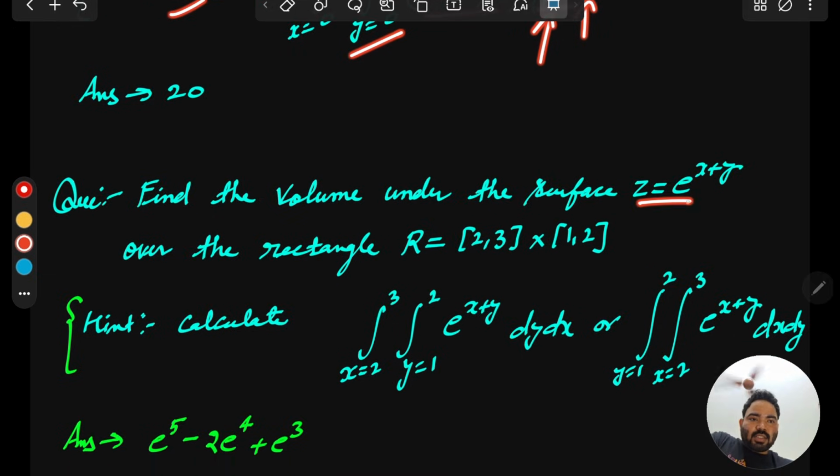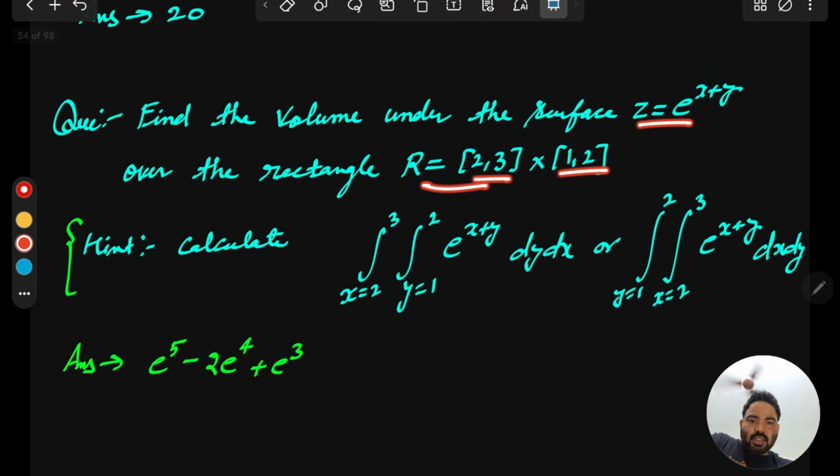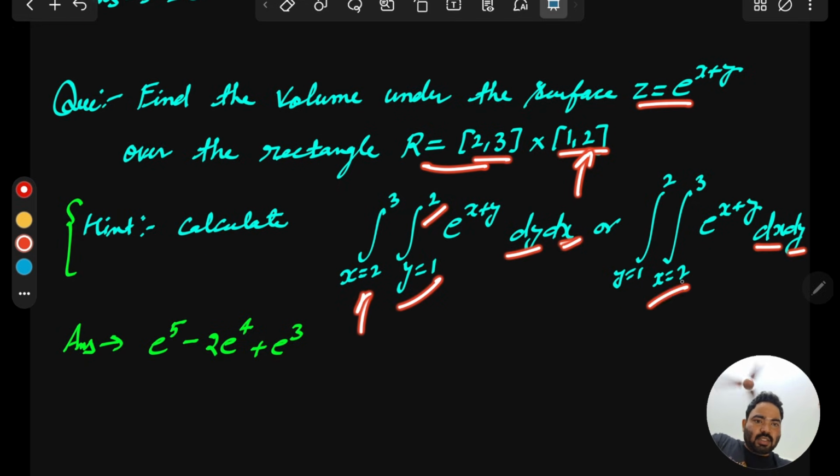Find the volume under this surface, and your region is a rectangle. X is moving 2 to 3, y is moving 1 to 2, and this is the hint you can see. If you are saying dy dx, just put the y limit first, 1 to 2, and after that x 2 to 3. And if you are saying dx dy, then just put the x limit first, 2 to 3, and after that the y limit. The answer will be the same. You can try it yourself also.